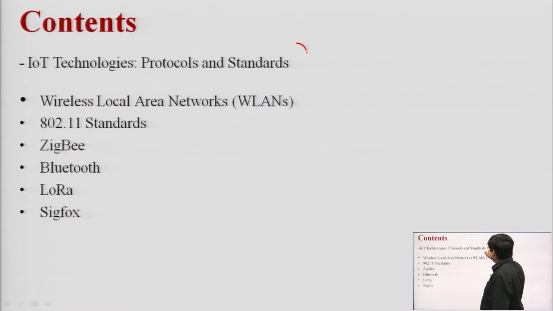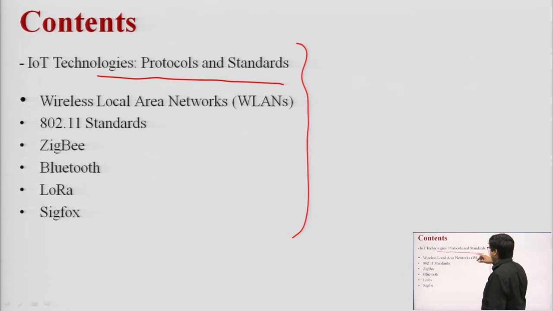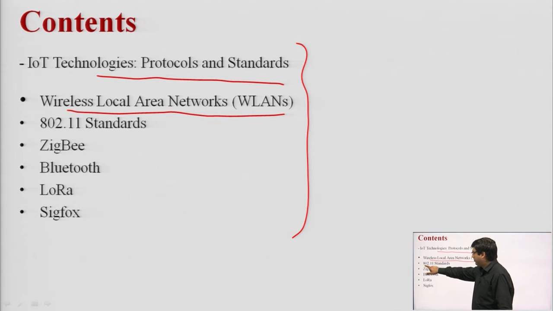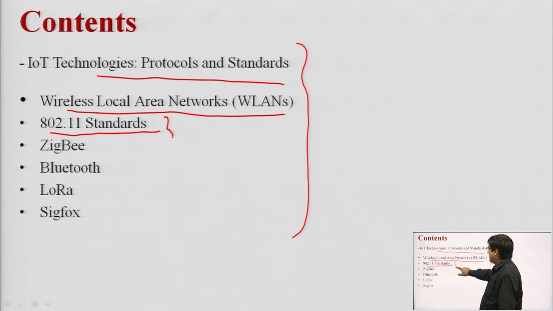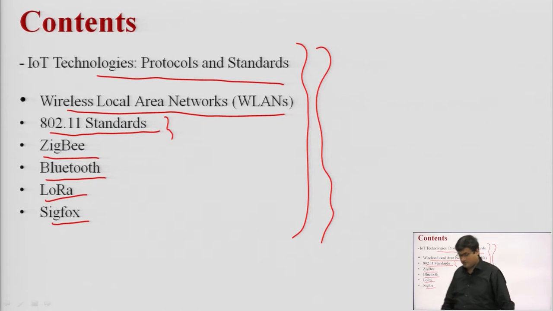These are the table of contents that we will cover in today's lecture. First is IoT technologies, protocols and standards, where we will talk about the various types of protocols and standards used to deploy IoT devices. After that, we will see wireless local area networks, WLAN, and the 802.11 standards, because there are standards according to which companies manufacture IoT products. After that, we will discuss Zigbee, the wireless protocol, Bluetooth, LoRa and Sigfox. We will cover these contents in this lecture.